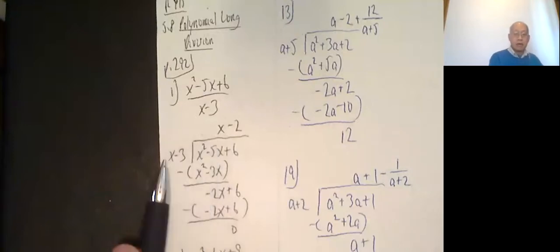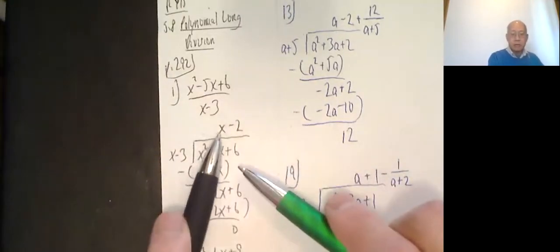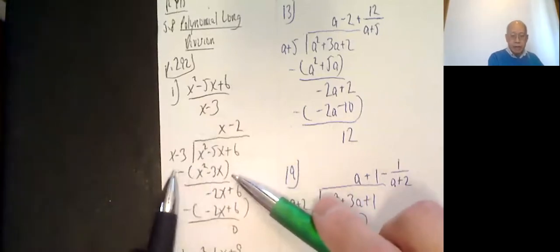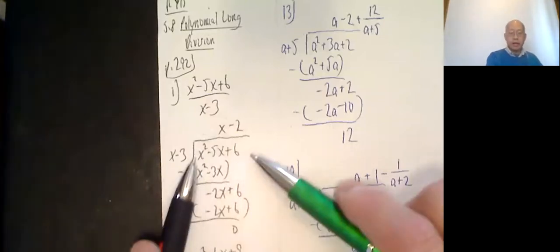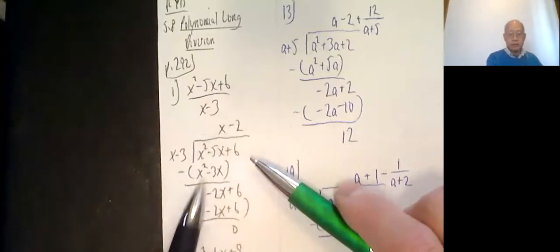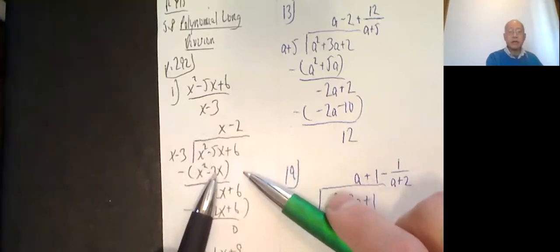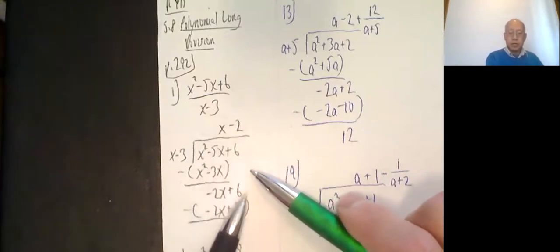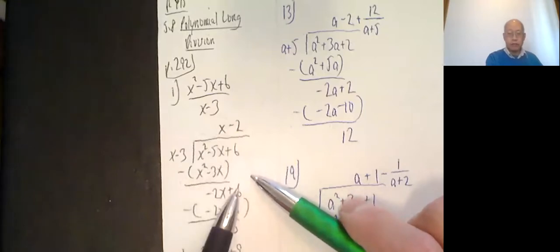Now take x times this whole thing. X times x is x squared. X times negative 3 is negative 3x. Then I put parentheses and a minus because we subtract. That's what we did in long division, right? We subtracted. X squared minus x squared is nothing. Negative 5x minus a negative 3x is a double negative, so it's like plus 3x, giving negative 2x. Bring down the plus 6. We did that in long division of numbers, right? Just bring the next one down. Start over.